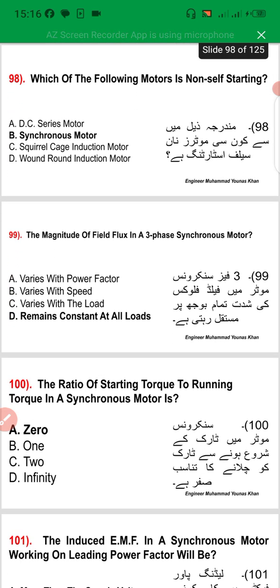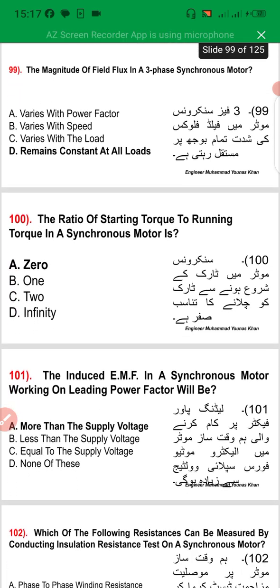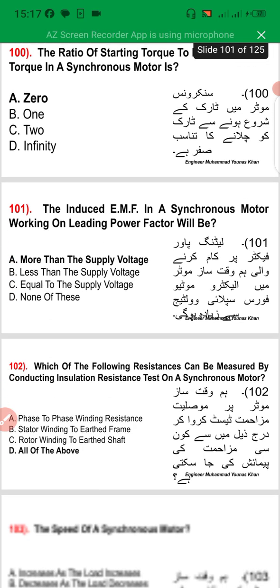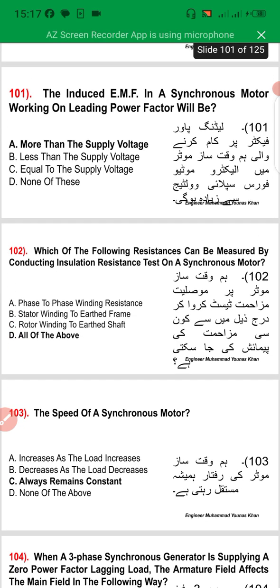Usually following but in a self-starting synchronous motor is non-self-starting. The magnitude of a field flux in a three-phase synchronous motor remains constant at all loads. The ratio of starting torque to running torque in a synchronous motor is zero.